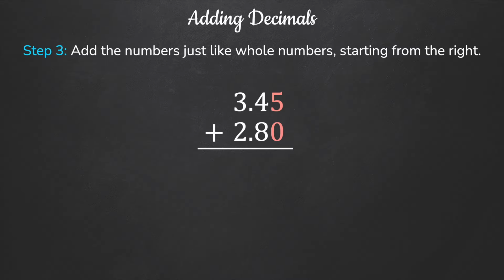So 5 plus 0 is equal to 5. Then we're going to move on to 4 plus 8, which is equal to 12. Bring down the 2 and bring up the 1. And then we're going to move on to 1 plus 3 plus 2, which is equal to 6.